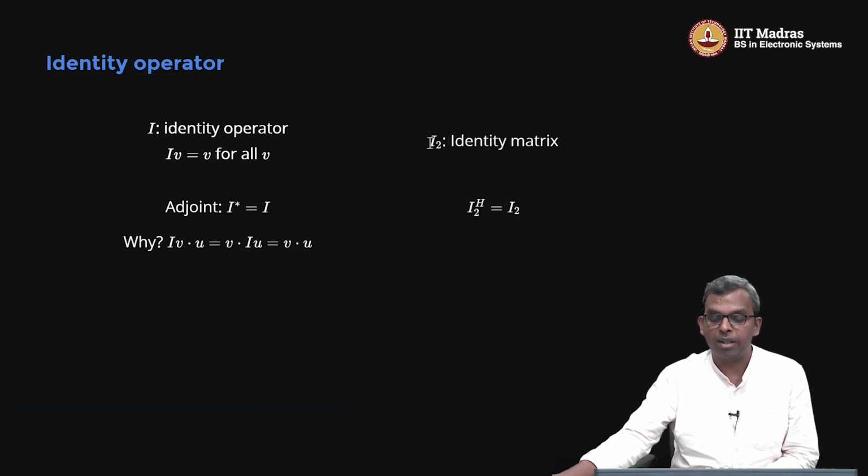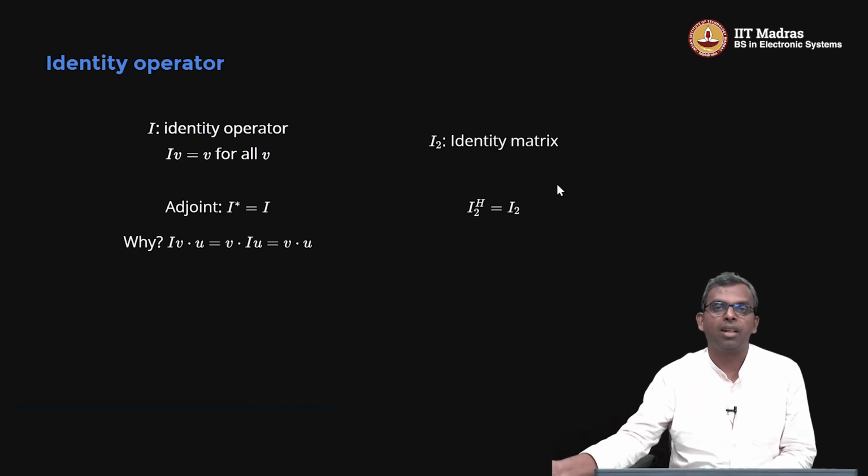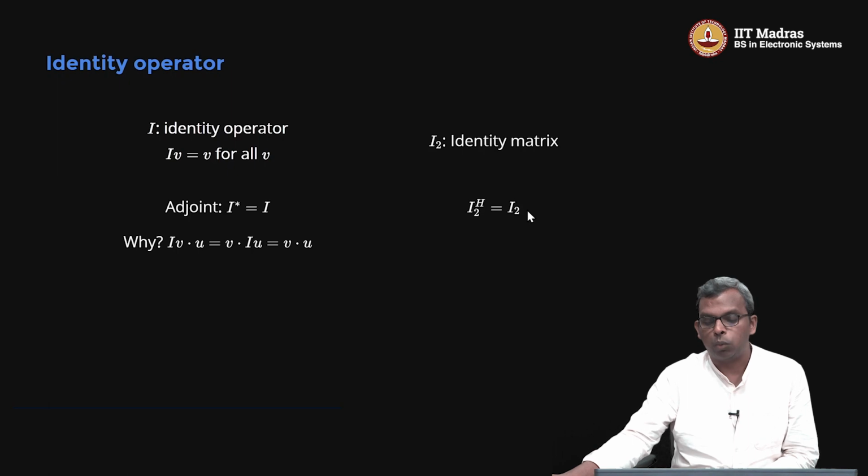And even if you think in terms of the matrix, I2 is the identity matrix, 1 1 on the diagonal. You do Hermitian on it, you get the same thing again. Okay, so I2 Hermitian is I2, right. So that's an interesting and important thing to note.